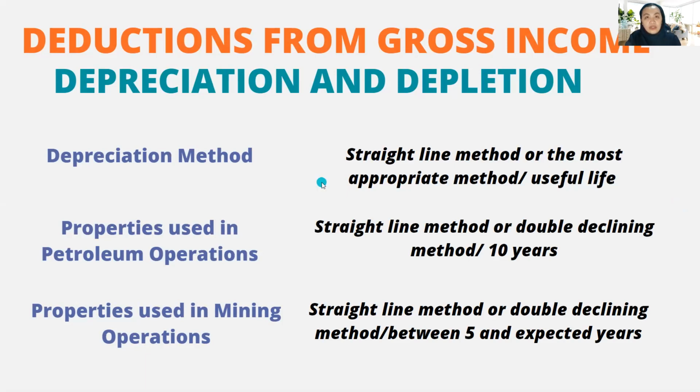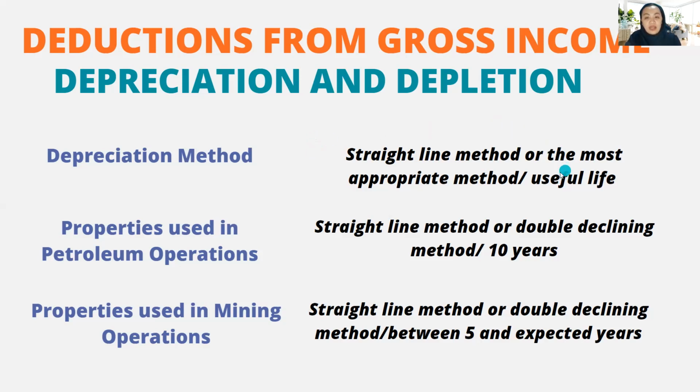So, a corporation who has capital assets such as equipment, furniture, and machinery is allowed a piecemeal reduction in its income in the form of depreciation expense. As to the depreciation method, you simply have the straight line method, or the most appropriate method, divided by useful life. For example, just to simplify it, we have a 20 million furniture, or fixture, or a capital asset.